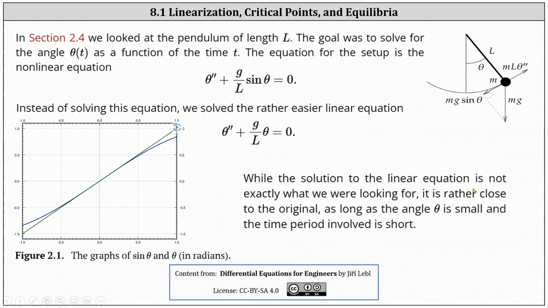While the solution to the linear equation is not exactly what we were looking for, it is rather close to the original as long as the angle theta is small and the time period involved is short. We can see this by looking at the graph on the left. The graph on the left includes the graph of the function theta as well as sine theta. Notice near 0, the function theta is a good approximation for the function sine theta.